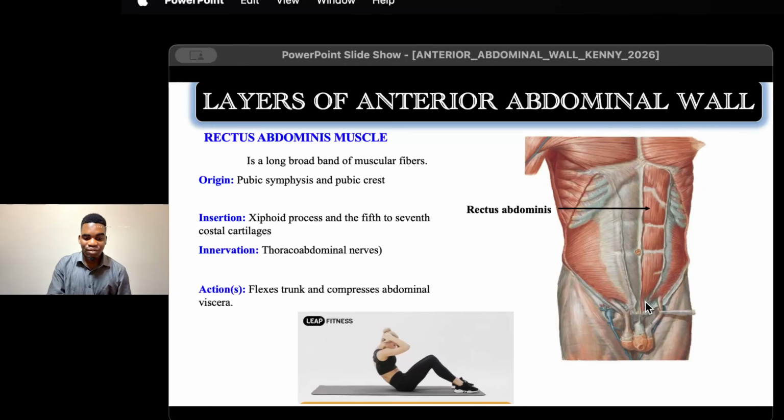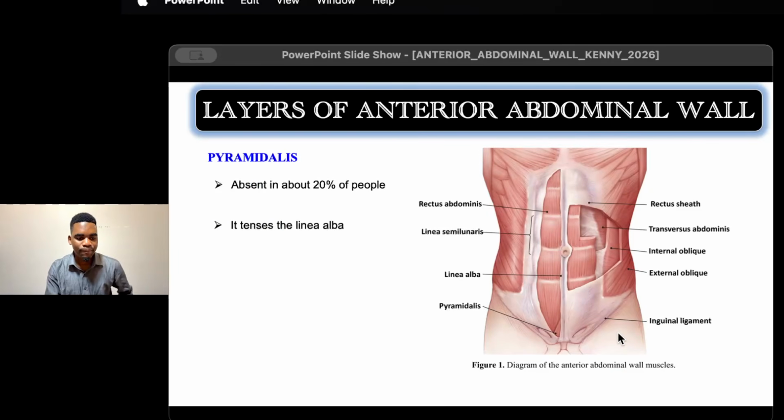Lastly, we haven't seen a certain muscle. We have a small muscle here, anterior to the lower part of the rectus abdominis. This muscle is called the pyramidalis. It's a pyramid shape like this one. This muscle is absent in about 20% of the population. So not everyone has the pyramidalis, but some do; even in your dissection, you can see some cadavers have this muscle. The function of the pyramidalis is just to tense the linea alba.